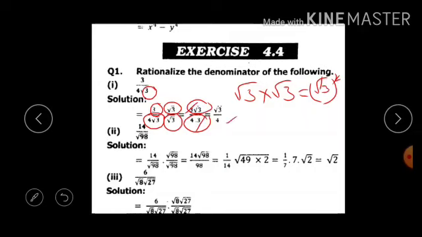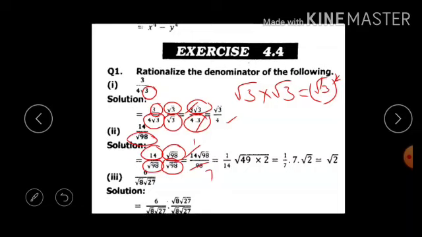Part 2. 14 divided by square root of 98. Multiply top and bottom by square root of 98. 14 multiplied by square root of 98, and square root of 98 multiplied by square root of 98. 14 ones are 14 and 14 sevens are 98. Square root of 98.